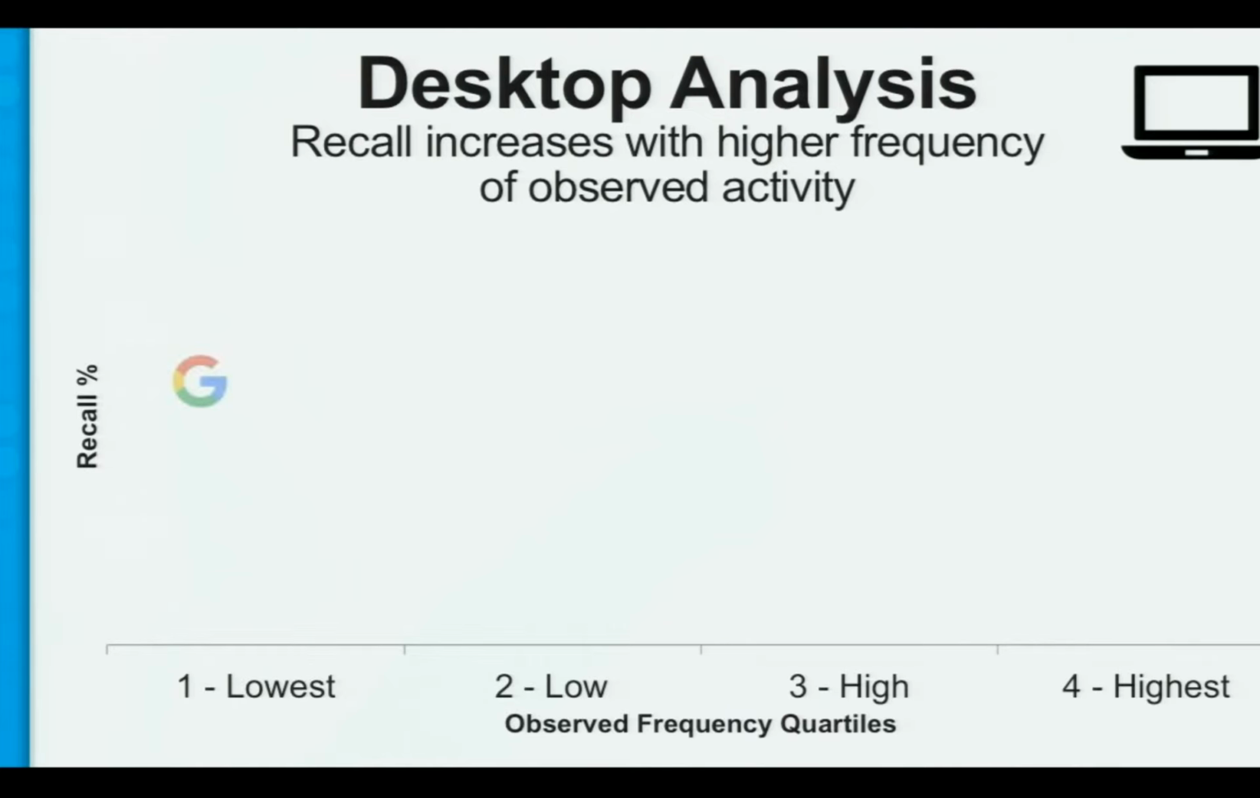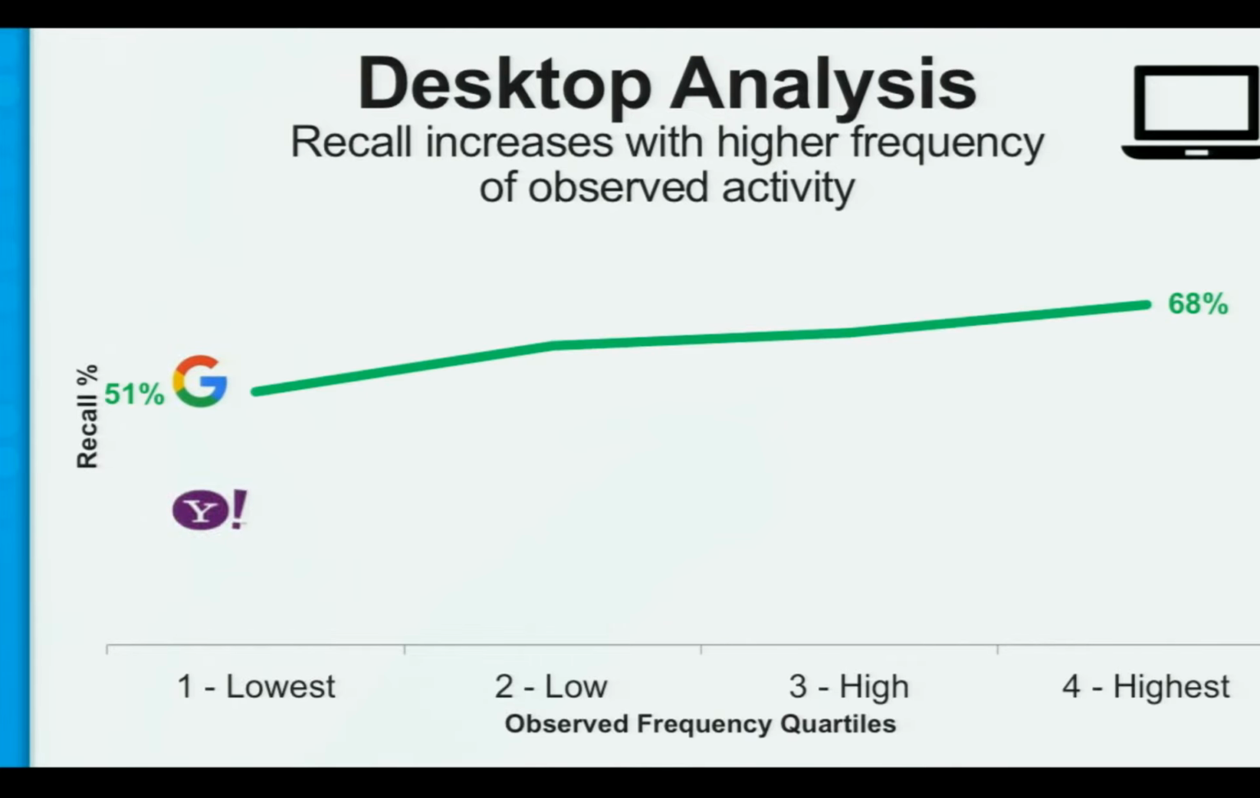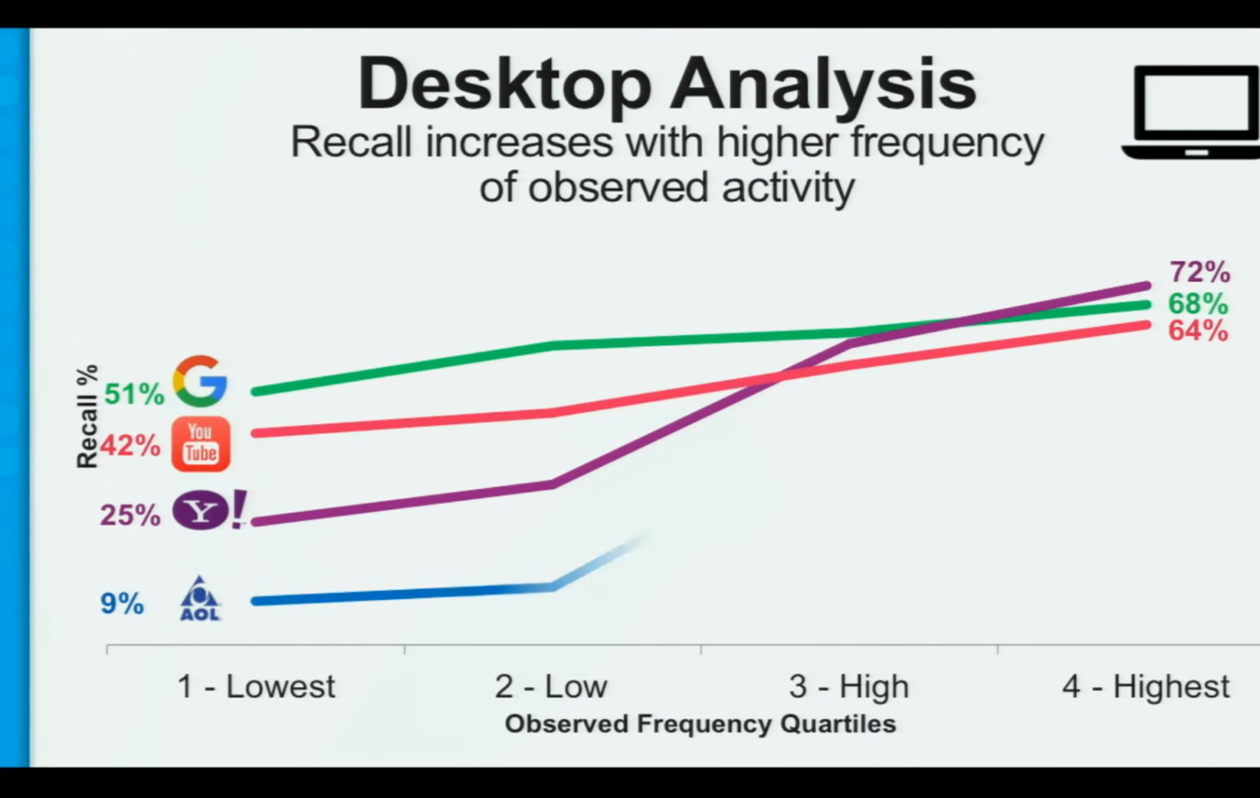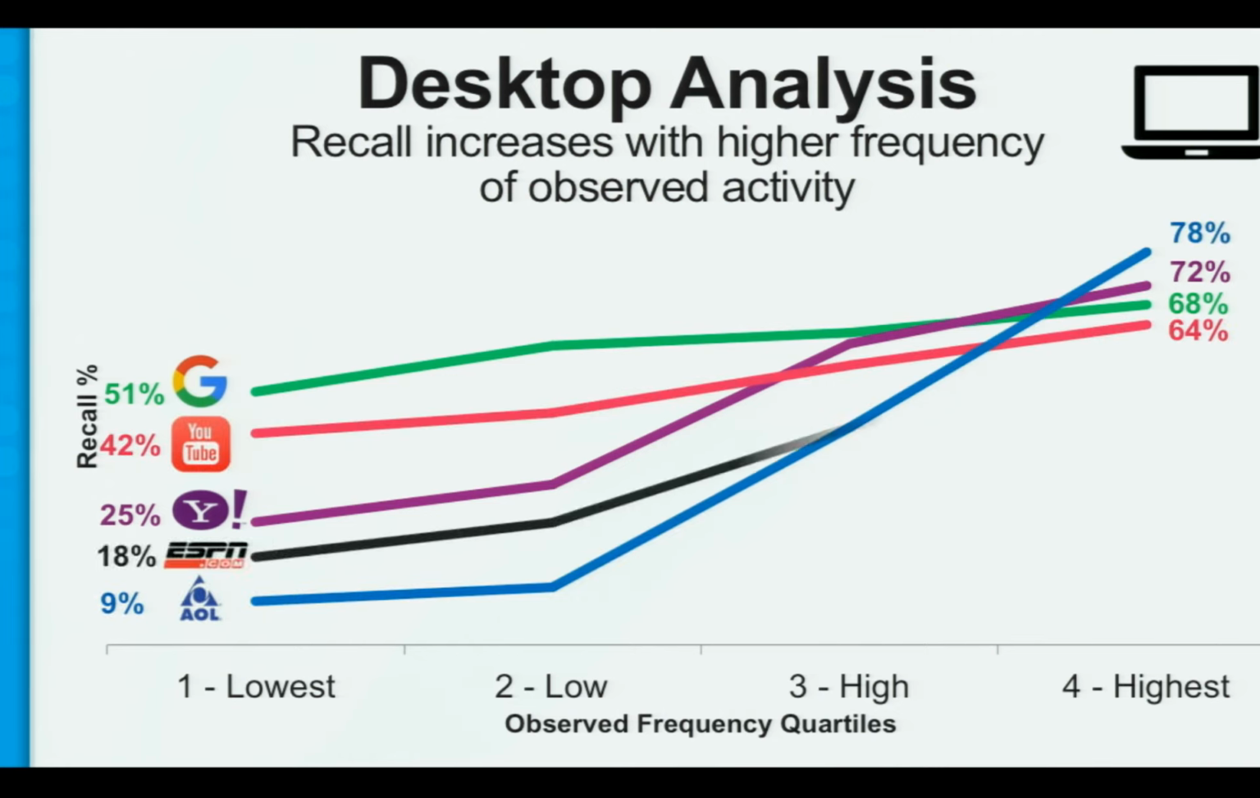We also dug a little deeper here and looked at quartiles. And again, these are ranked by quartile by your passive data. So again, in some cases here for AOL, it goes from 9% for the lowest quartile for recall accuracy all the way up to 78%. So it's pretty dramatic. And for others like Google, 51% to 68%. So not a huge difference. People do remember. But generally, the underreporting problem was more severe for mobile than it was for desktop.